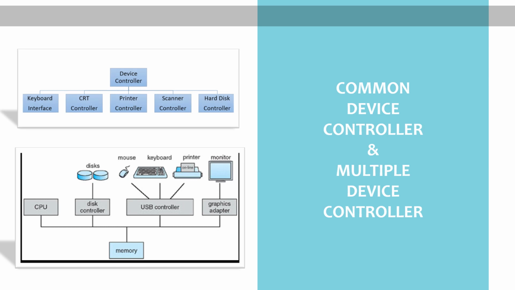And what is a multiple device controller? If I have different types of devices, in that case I need multiple device controllers. Simple. For a speaker, I have a different controller. For a mic, a different controller. For a pen drive, a different controller. For a monitor, a different controller. So if multiple types of devices are there, then you need multiple device controllers. But if you have the same type of devices, then you can go with the common device controller.